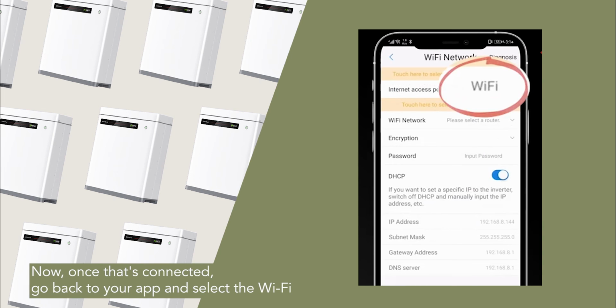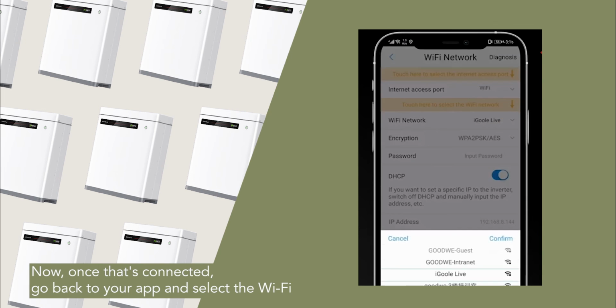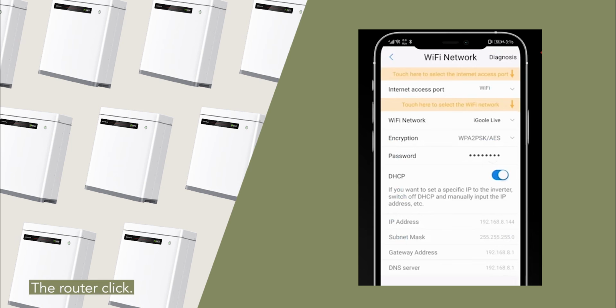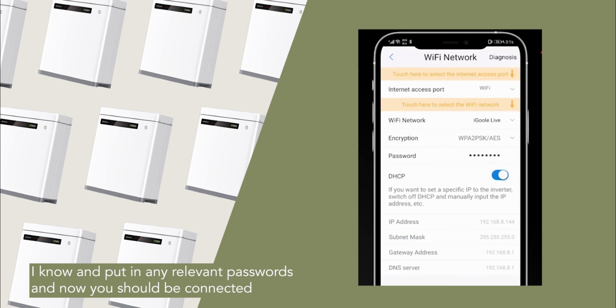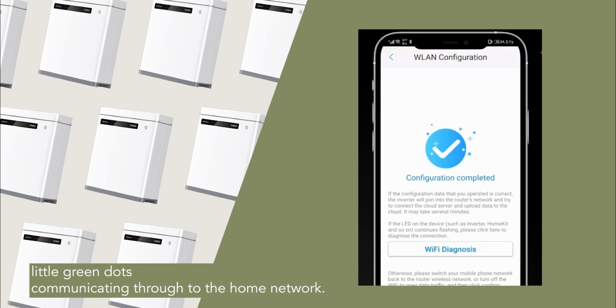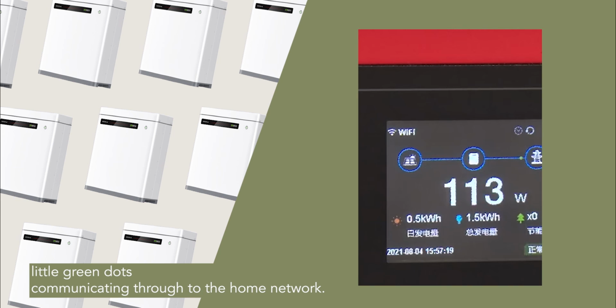Now, once that's connected, go back to your app and select the Wi-Fi of your home, the best Wi-Fi strength you have in your home, the router. Click I know and put in any relevant passwords. And now you should be connected and your inverter will show little green dots communicating through to the home network.